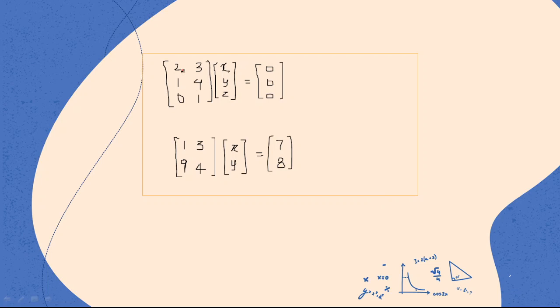Let's look at some examples. Look here, this is the coefficient matrix, this is the variable matrix x, y, z, and here this is a zero vector denoted by a bold O. And in this example, this is a coefficient matrix, this is the variable matrix, and this is the non-zero constant vector. That's why it's non-homogeneous.